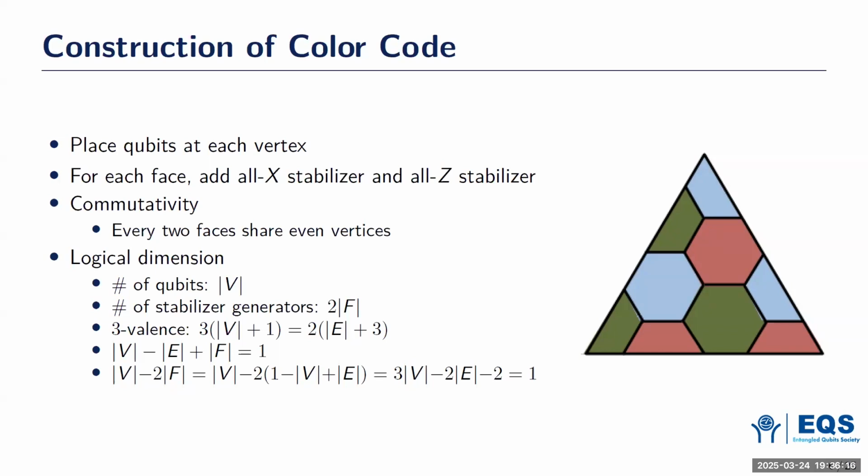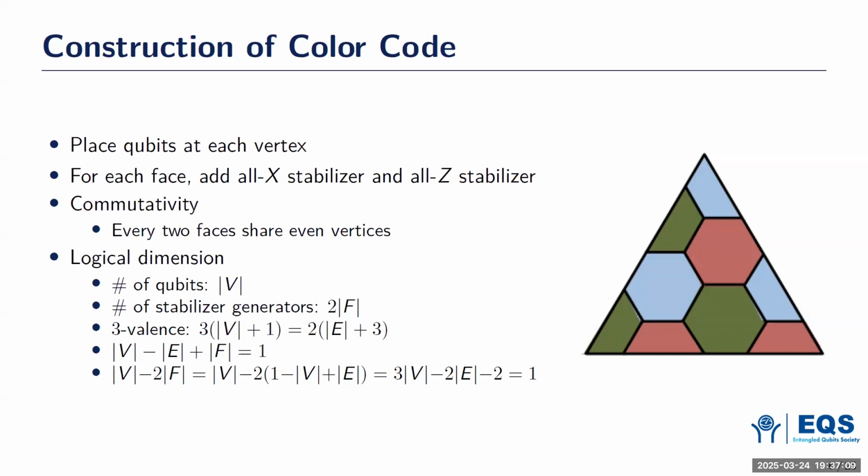And from the three-valence and three-colorability, we know that for every two faces, they are disjoint, share an even number of vertices, or are identical. So for the disjoint case, the stabilizers commute. And if they share even vertices, they also commute because if you exchange X and Z an even number of times, the sign will be +1. And for the case that both stabilizers come from the same face, they also commute because in color codes, every face has an even number of vertices.